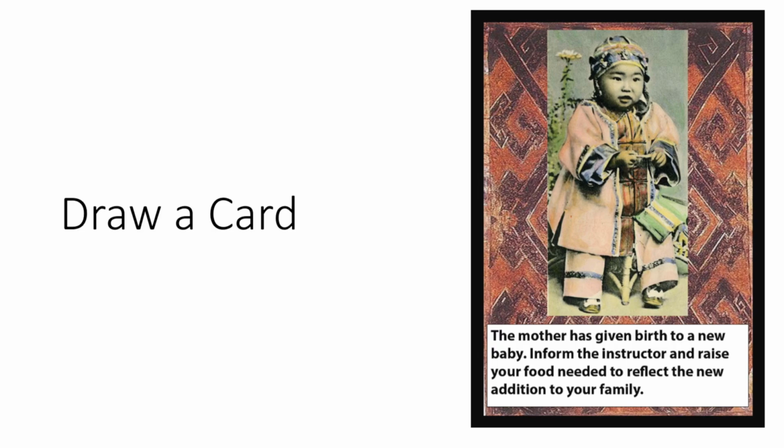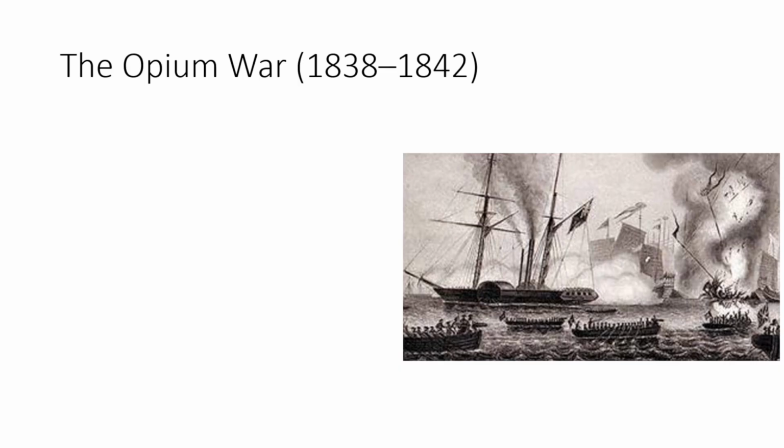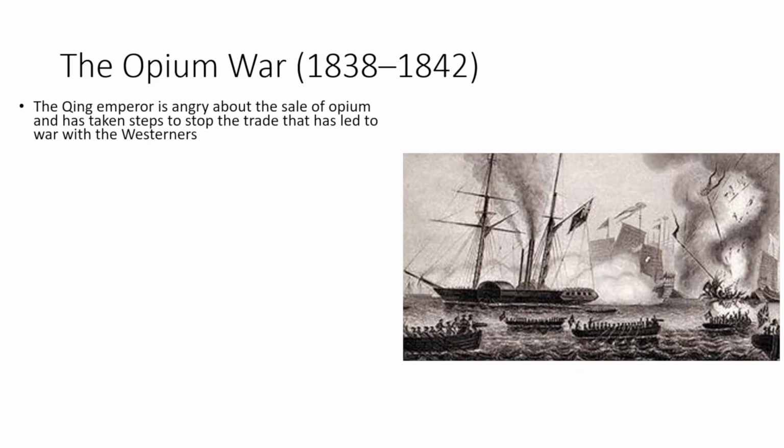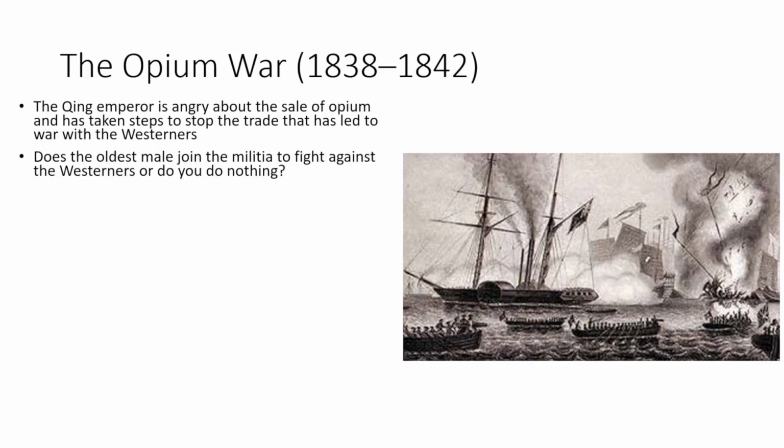Okay, so you would draw a card. We're now at the Opium War. The Qing emperor is angry about the sale of opium and has taken steps to stop the trade that has led to war with the Westerners. Does the oldest male join the militia to fight against the Westerners, or do you do nothing?